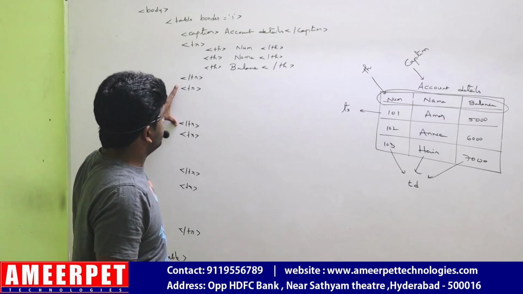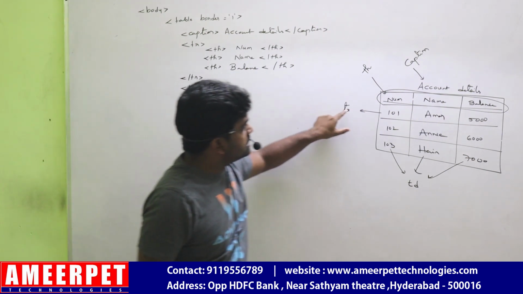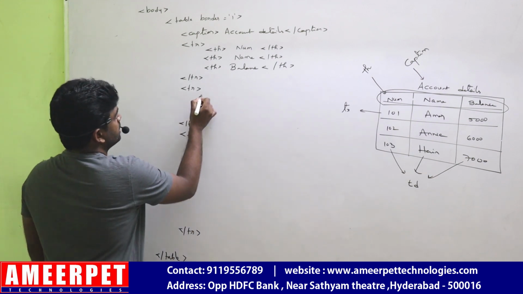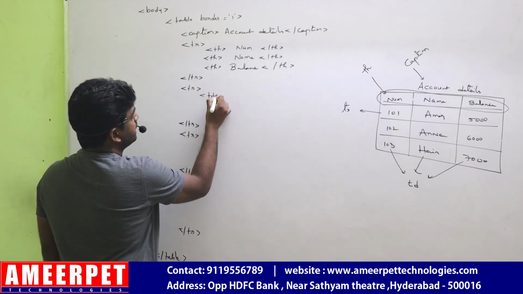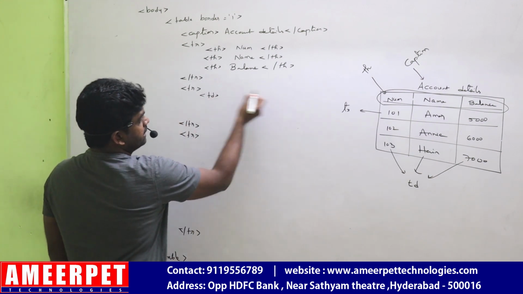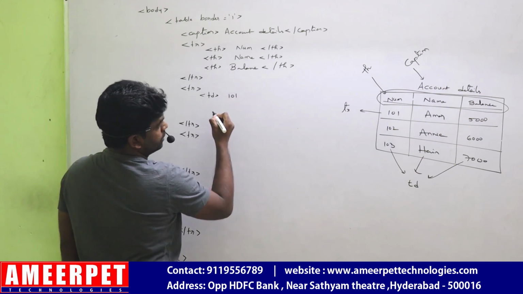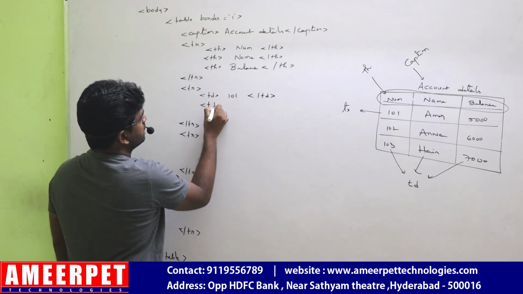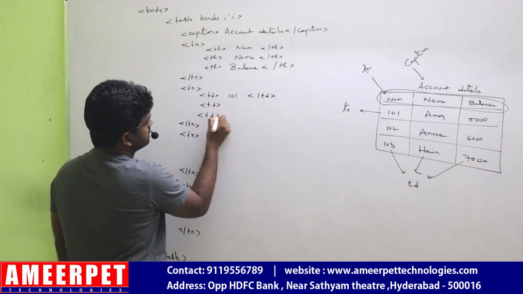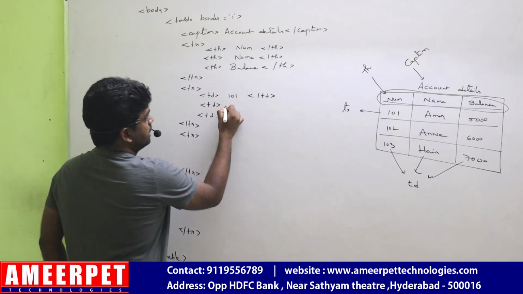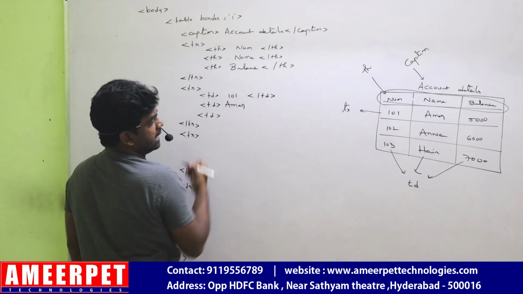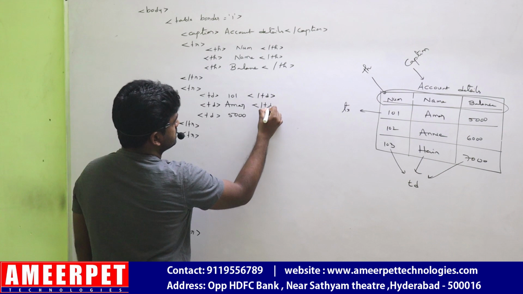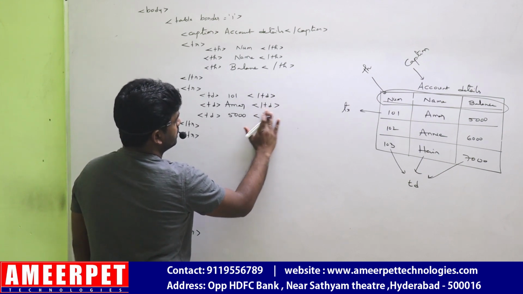Now come to the second row. The second row contains only data. Here, the data we are representing with TD. TD, and the value we are specifying is 101, TD close. The second one is a TD, and the third one is also a TD. The values we are specifying are the name of the account, and next the balance in the account, TD, and the next one is a TD.